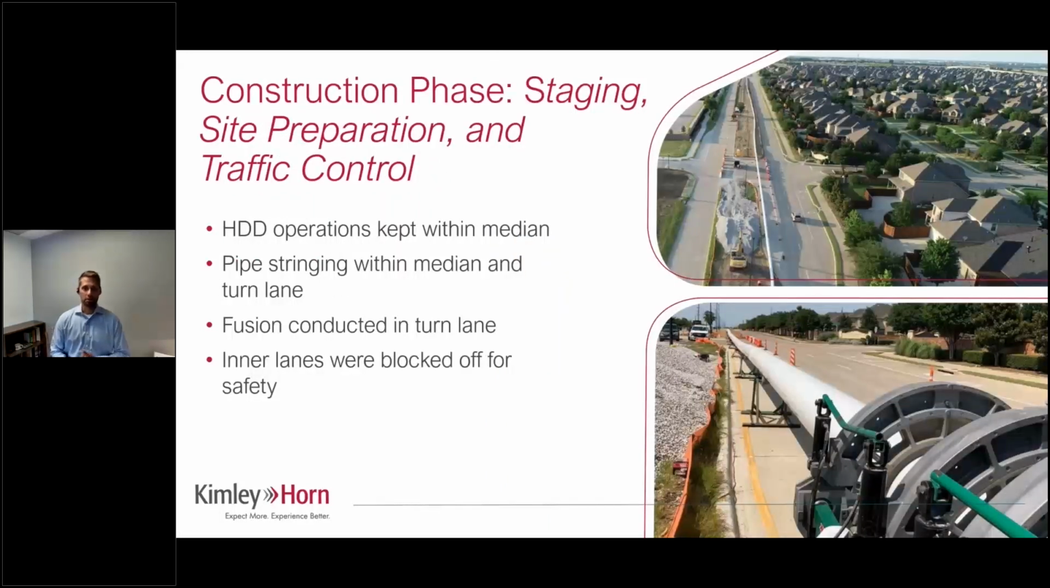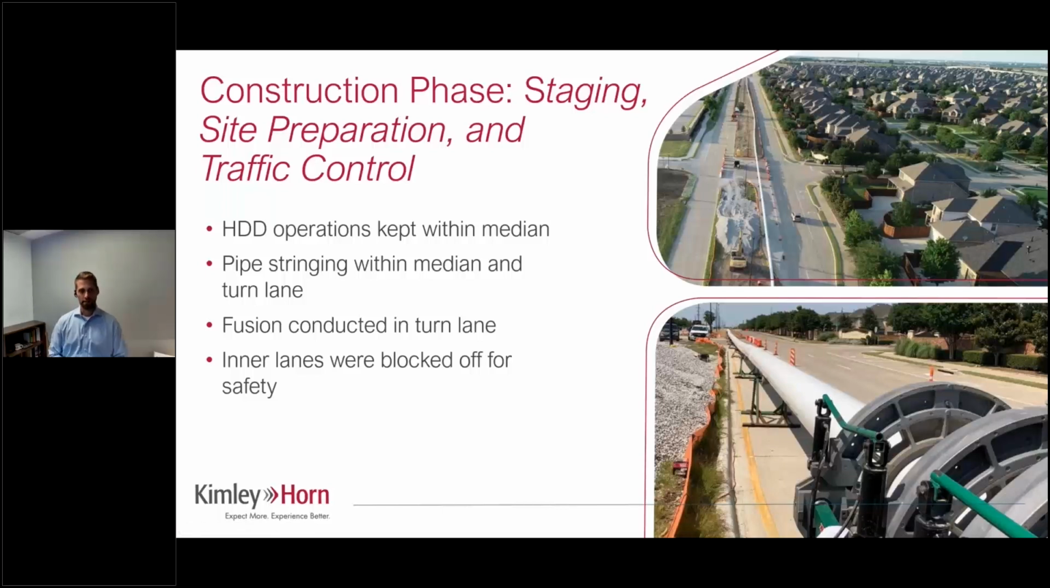So a couple more photos here of the construction staging. As we worked through the design process, we decided early on in the project that we wanted to try and keep all of the construction, all the staging, pipe stringing within the medians or the turn lanes. So the city had pretty wide medians in this area, and we felt that would be feasible based on our discussions with contractors during the design process. So as you can see, we've got the pipe strung out here in the top picture, within the median, within the turn lane. The bottom picture here, we've got the fusion machine also within the turn lane. So ultimately, we were able to do what we were hoping to accomplish.